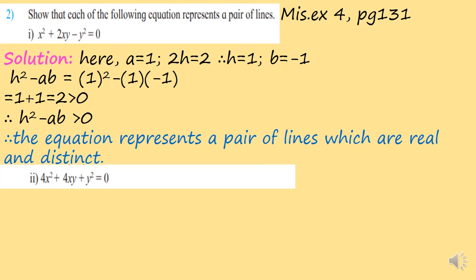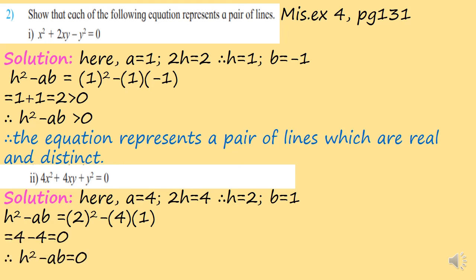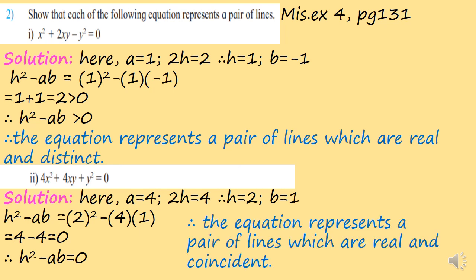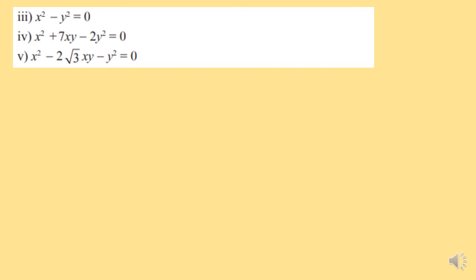The second sum, again doing in the same way, a, 2h, that is h, and b we find, and we calculate h square minus ab. In this case, h square minus ab turns out to be 0, and so we conclude that the pair of lines are real and coincident. So an easy sum to do actually, isn't it? These 3 sums can be done as assignment in your notebook in the same way as you did the first 2 sums. The same thing, prove that the given equations represent a pair of lines passing through the origin, or examine whether. Now with this we complete this particular lecture.